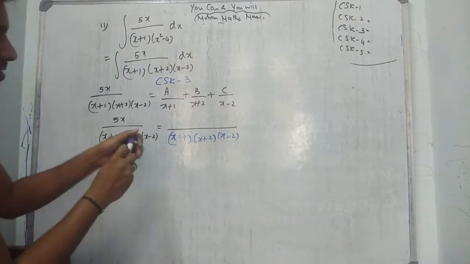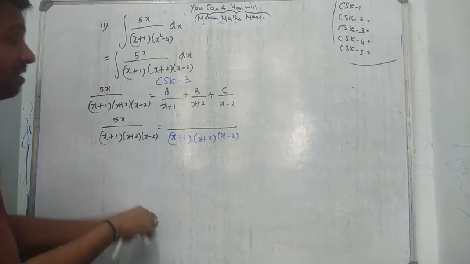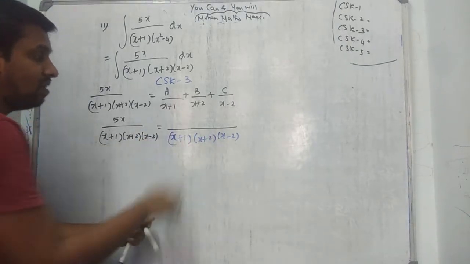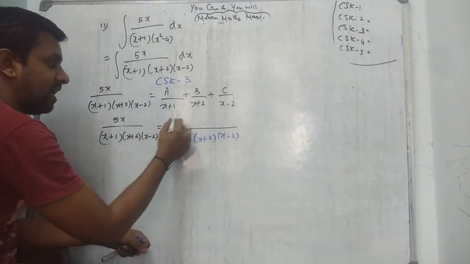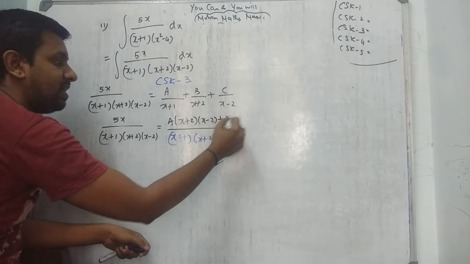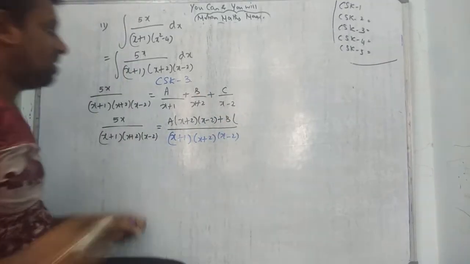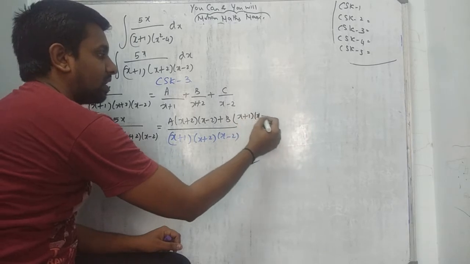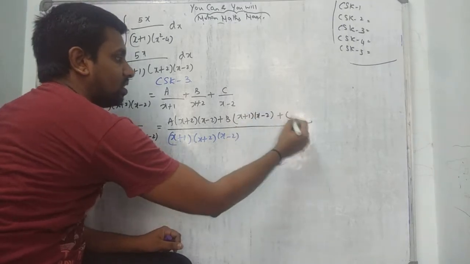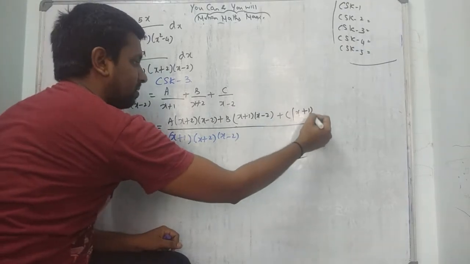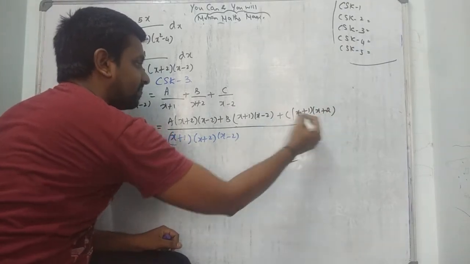So how to take the LCM? Because few students don't know how to take LCM. I need 3 brackets. One bracket is available: x plus 1 alone. Therefore the remaining 2 brackets I have to write: a times x plus 2 into x minus 2, and b times x plus 2 is available, so the remaining brackets x plus 1 into x minus 2, plus c into x minus 2 is available, so c into x plus 1 into x plus 2.